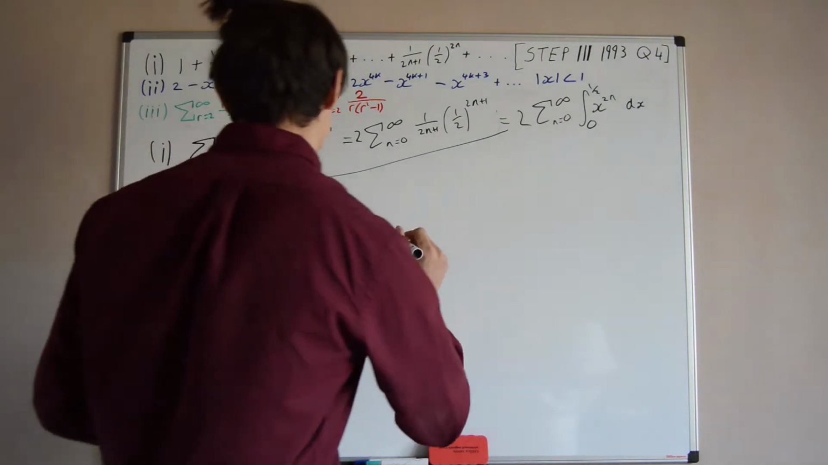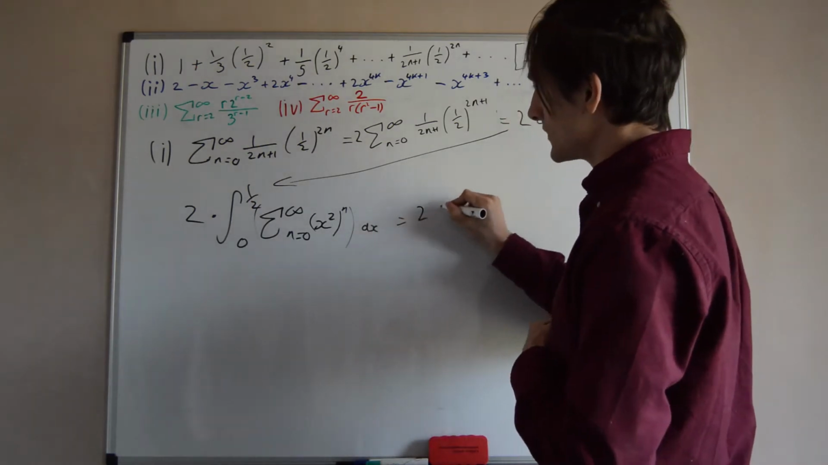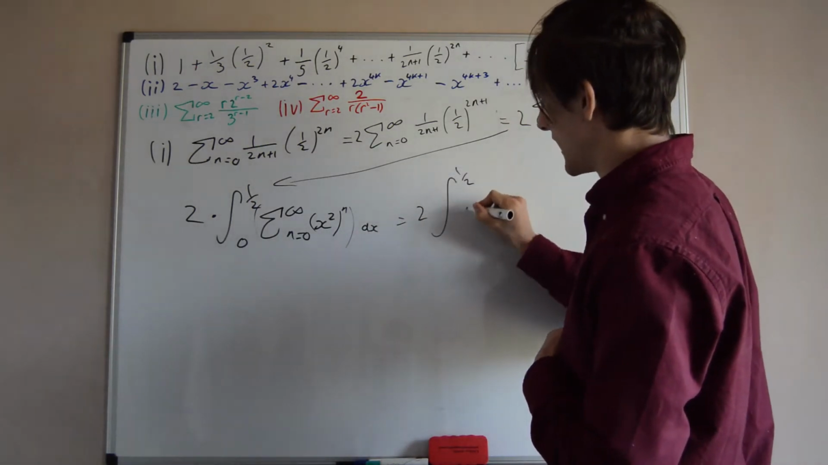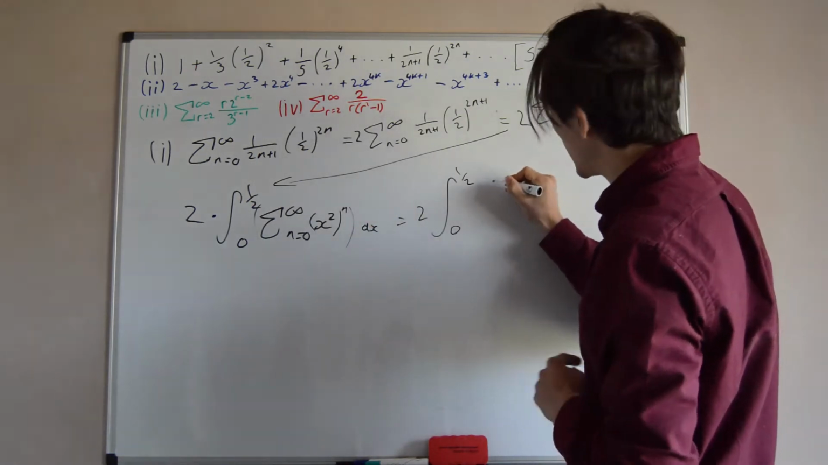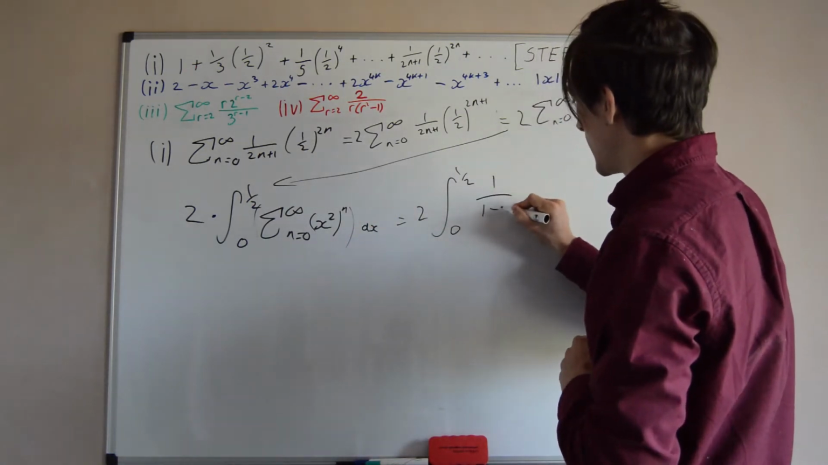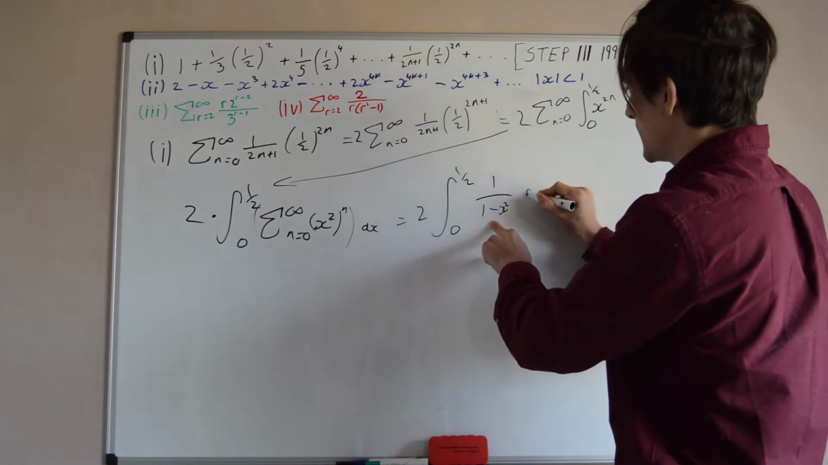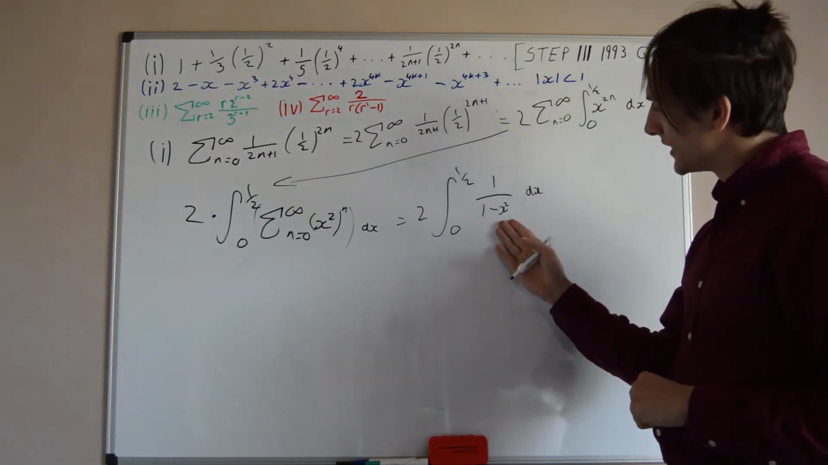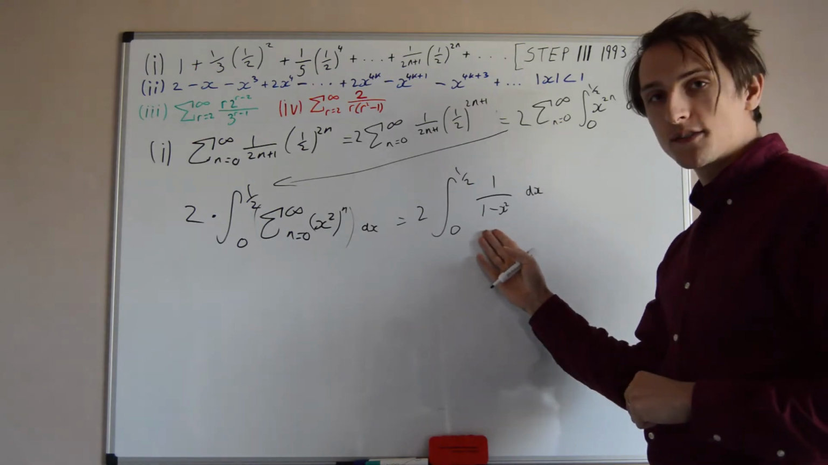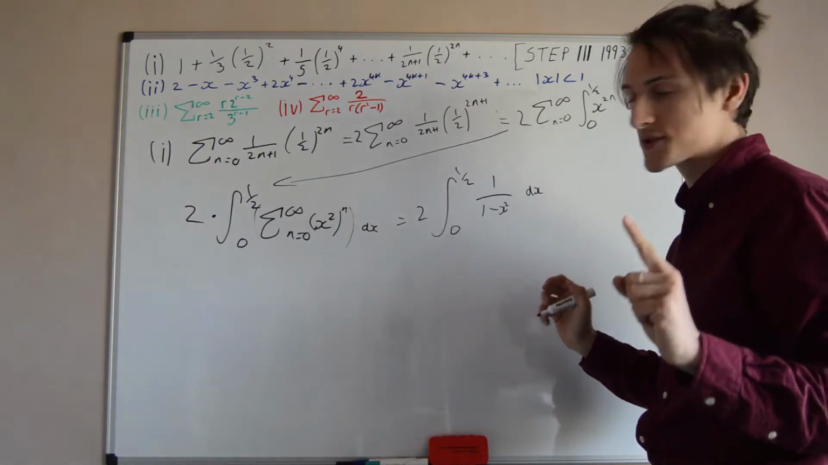So this is going to be equivalent to writing 2 times the integral from 0 to a half, keeping this the same, and this is going to be a over 1 minus r, where a is 1, r is x squared, and this is with respect to x. Okay, well now what do I do here? Well, see, this is the difference of 2 squares, so I'm going to apply partial fractions.